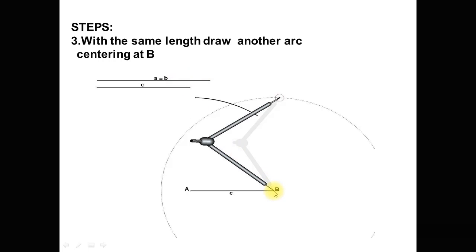Put the compass at this point B and draw the other arc with the same length. The same length means the length of the arc will be equal to the length of side A. So open the compass about the length of side A and put the compass at this point A. Draw one arc, then put the compass at point B. Draw another arc with the same length.